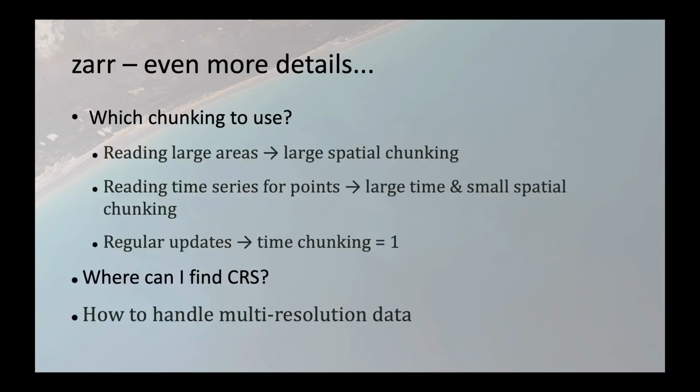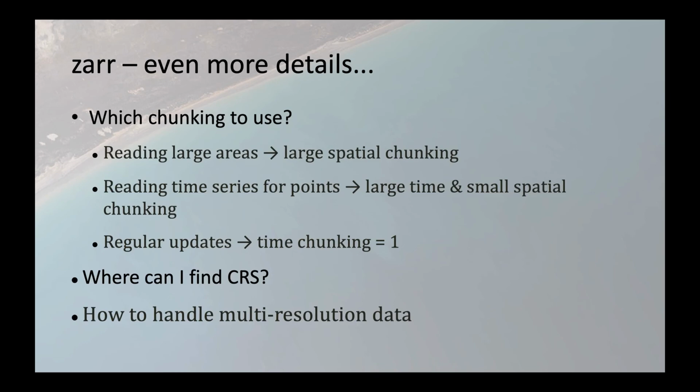Now with Zarr, it's actually even more complicated because it allows more options for the chunking, and the decision of what to use depends very much on how the data will be used. If you are preparing the data for visualization purposes of the large areas, then you would typically choose the large spatial chunking. Now, if you are doing time series of the small areas, then typically it would be large time chunking and small spatial chunking. If you are building a collection which will be regularly updated, you might want to have small time chunking because you don't want to reprocess the large chunk too often.